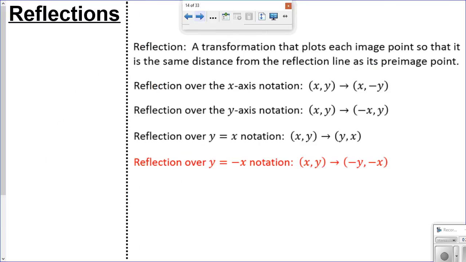Okay, so the last one you'll have to be responsible for knowing, and they won't be giving these to you on a formula sheet or anything. You have to know them. The reflection over the y equals negative x means you switch them and negate the signs. So copy that down.